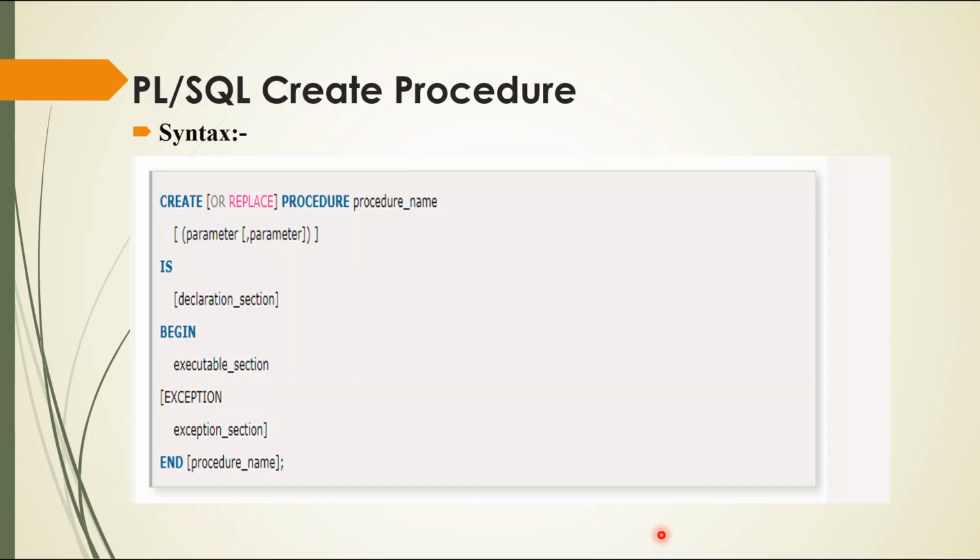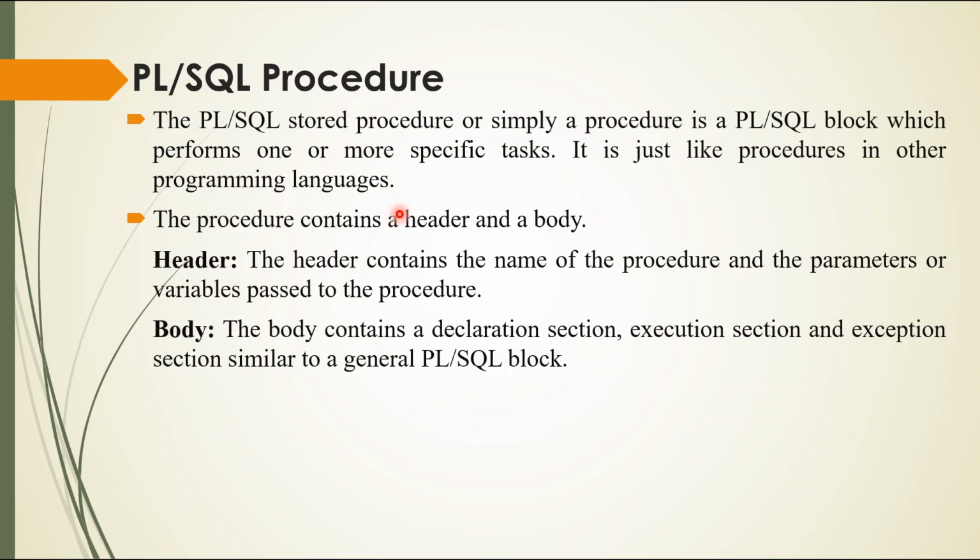Okay, so the basic syntax here. Create or replace procedure, procedure name. So we have to create the procedure. Here we have to write create or replace procedure, then the procedure name. In brackets we have to pass the parameters. So that is the header, which I have explained here, the header part.